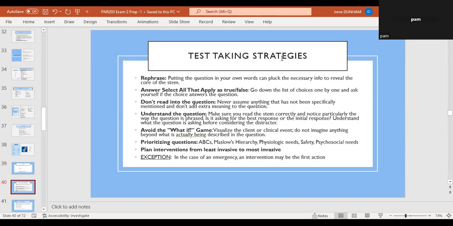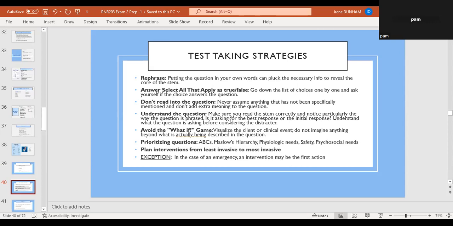Now, these are kind of test-taking strategies. So, again, I always say, ask yourself, what's the question asking me? Put the question in your own words. You can pluck the necessary information to reveal the core of the stem. Again, what's the question asking me? Don't read into a question. Don't make your own question out of that question. Just answer what they're asking you.